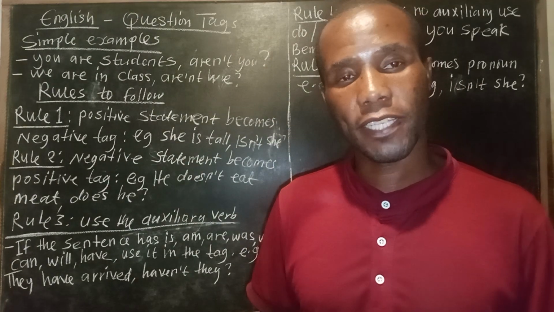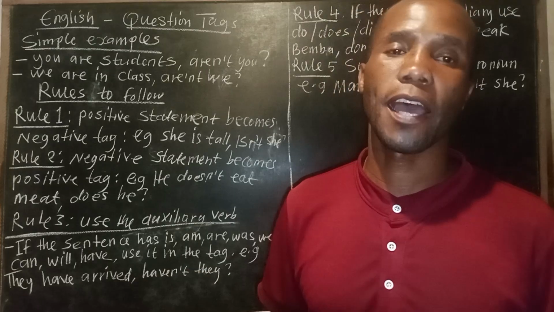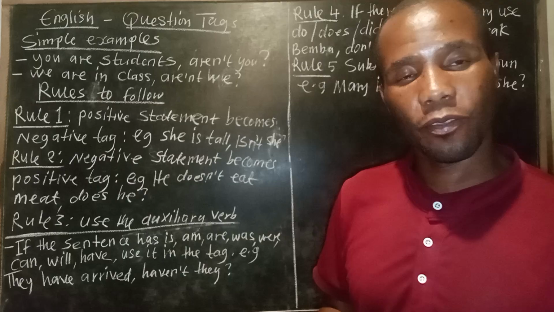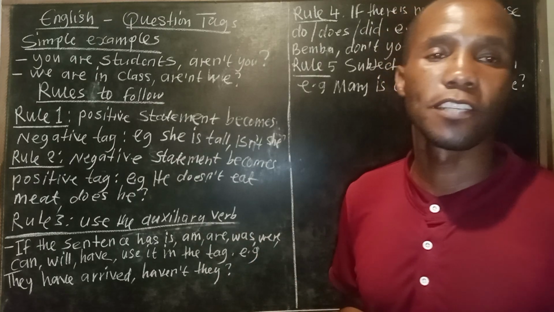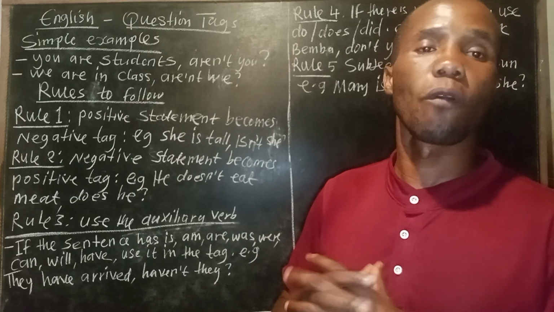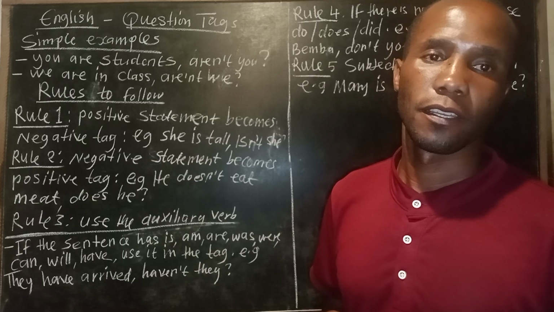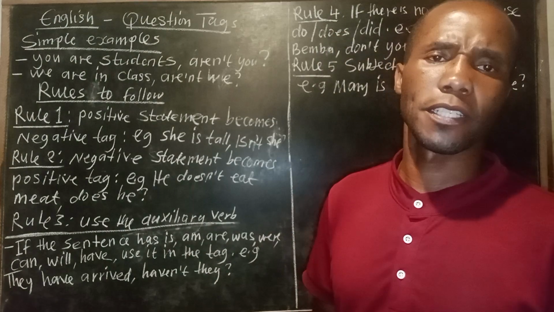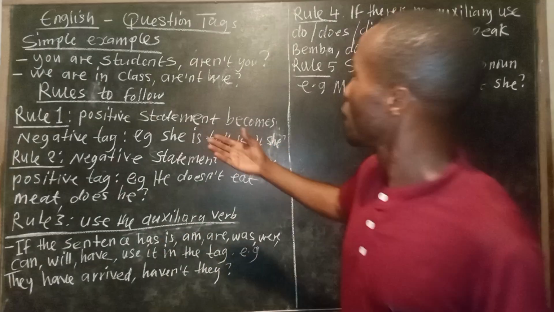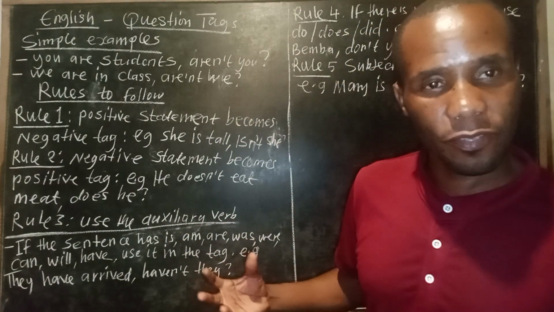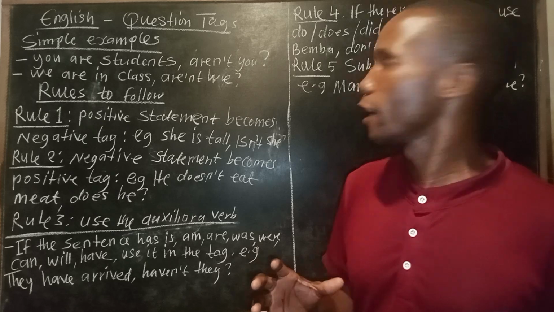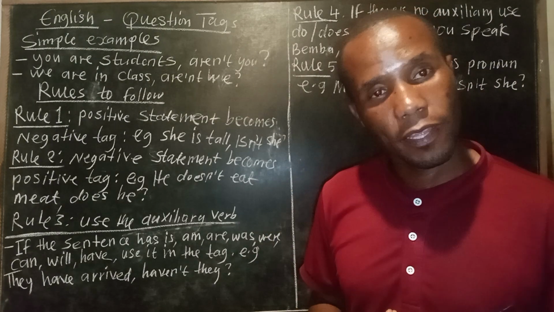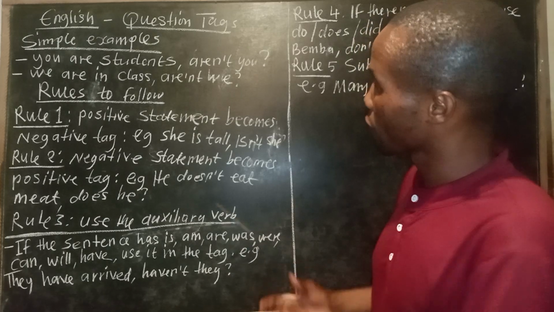One thing that you must understand about question tags is that we are putting those question tags or other questions in each statement in order to confirm the statement. So question tags is just about confirming the what? The statement. So for example, when you say you are students, aren't you? That is confirmation. Okay.